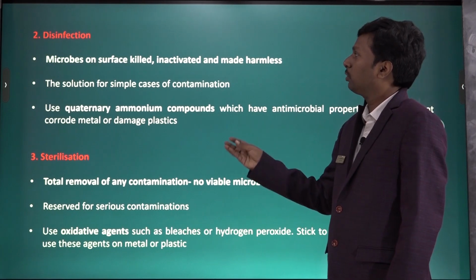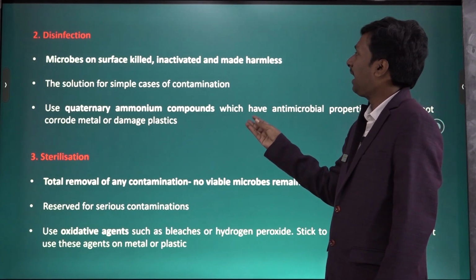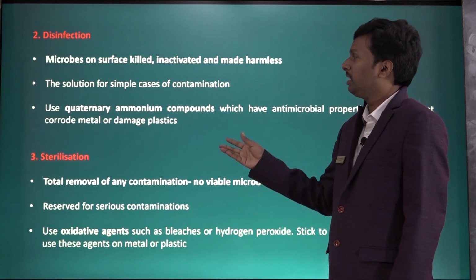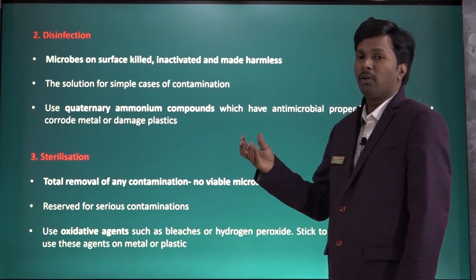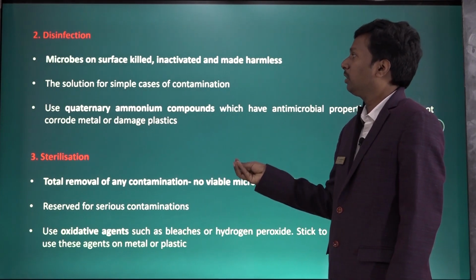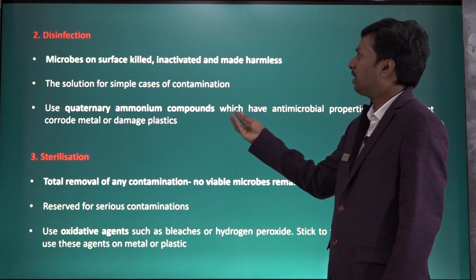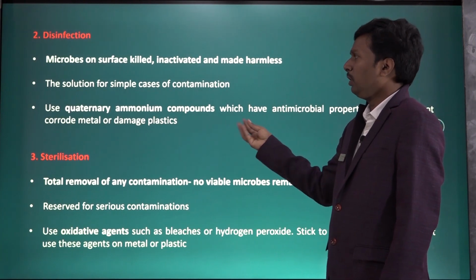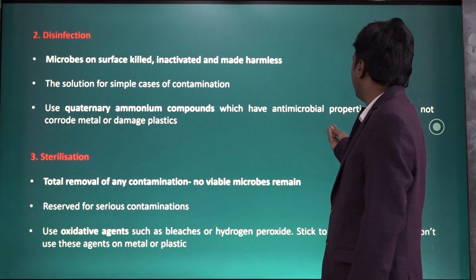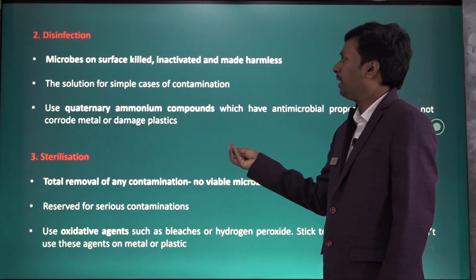So disinfection: microbes on surfaces are killed, inactivated and made harmless. This is the second method. We can also use it when handling microorganisms at biosafety level 1 and 2. This is also the solution for simple cases of contamination. Use quaternary ammonium compounds, which have antimicrobial properties. They do not corrode metal or damage products.